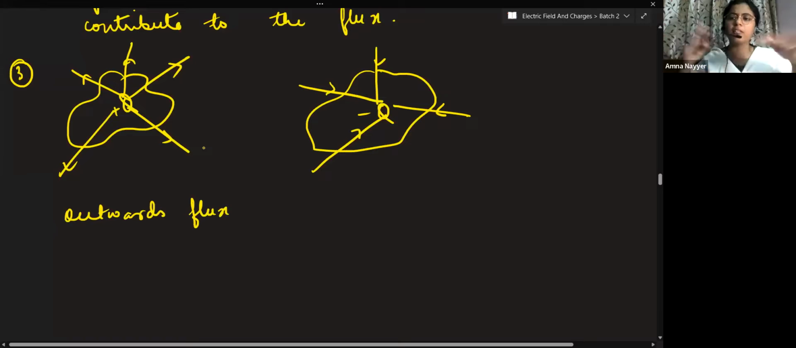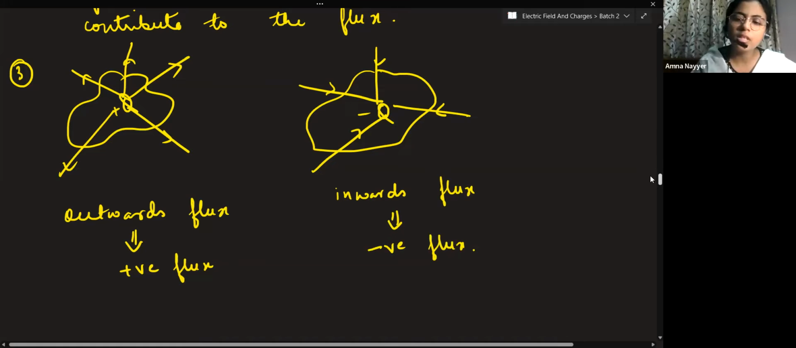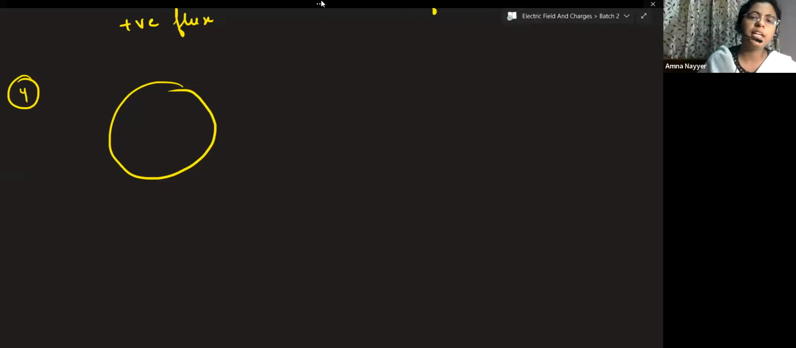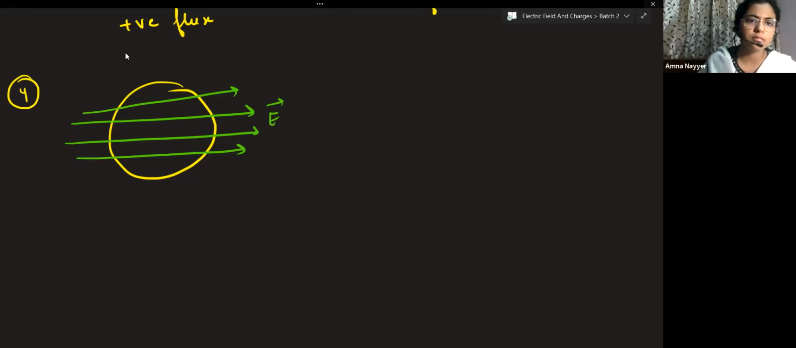So see, if you have outwards flux with you, whenever you are observing that electric field lines are moving away from the system outwards, then you have to consider it as positive flux. This is positive. And if it is inwards flux, then you have to consider it negative. This is your negative flux. One more thing is there. If I tell you this is the surface that I have, and all the electric field lines which are enclosed in the system are moving just past it, means electric field lines are just crossing the surface.